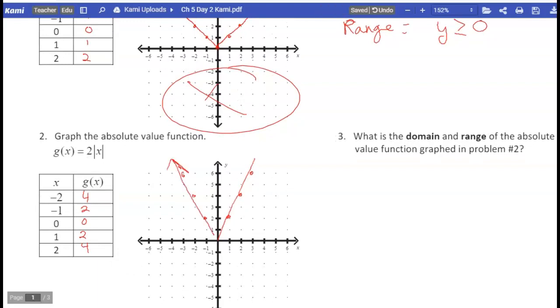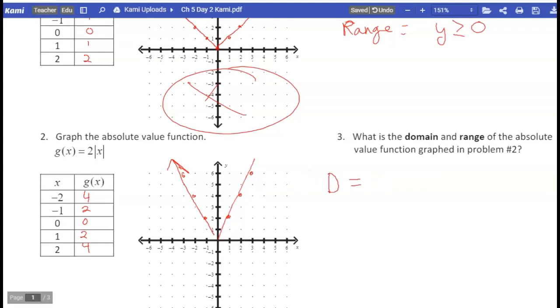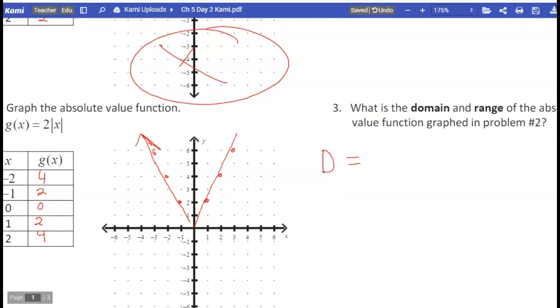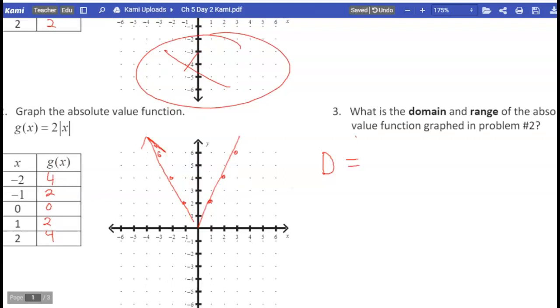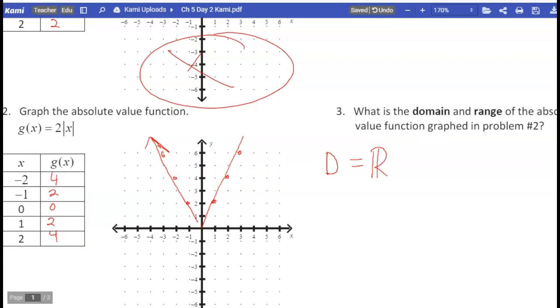So again, what is the domain? Well, the domain is equal to, sorry, having some problems with my ink pen today. And the range, so the domain is all real numbers, and the range again is the same thing. So your domain is all real numbers, your range is any number for y that is greater than or equal to 0.